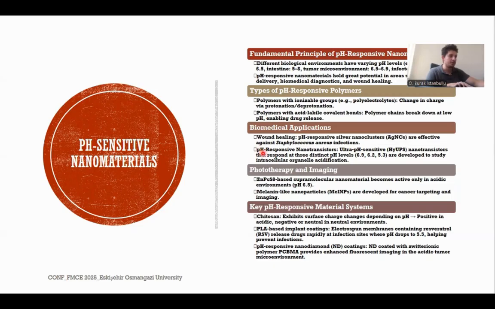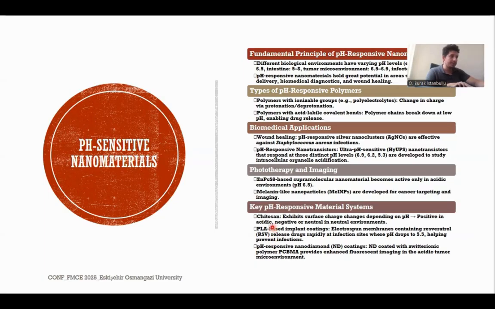Advanced tools like high UPS nanotransistors can detect organelle-specific pH changes functioning at pH values ranging between 5.3 to 6.9. Phototherapy and imaging applications are used with supramolecular nanomaterial, which is inactive under normal conditions, but becomes phototherapeutically active at pH values of 6.5. Similarly, melanin-like nanoparticles serve both in cancer targeting and fluorescent imaging due to their pH sensitivity.